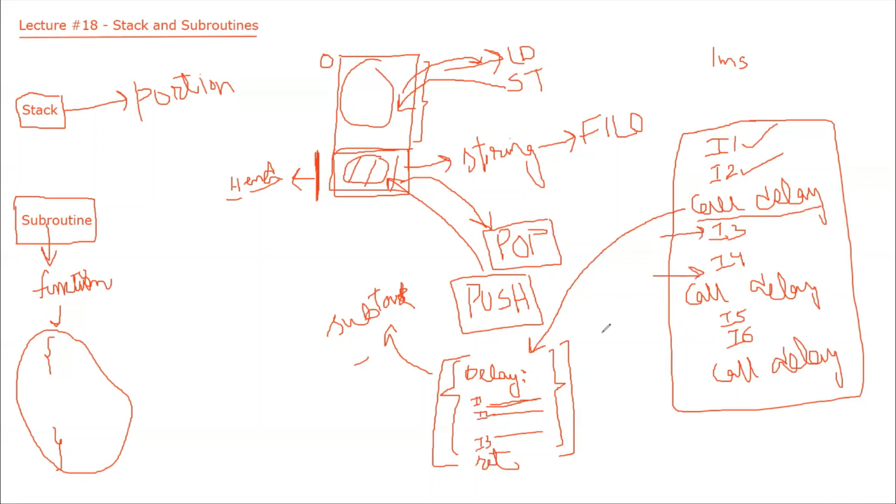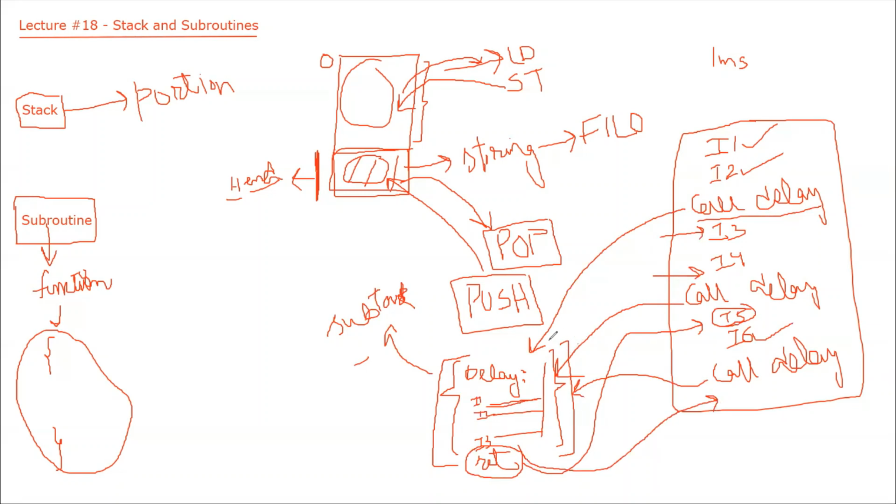Again, we are calling delay. That means we will again go to this subtask, perform it, and then at the end we will have a return instruction. That means we will return to instruction I5. Then we will complete I5, then I6, and again we call this subroutine, execute it, call a return, and go back to the main program.